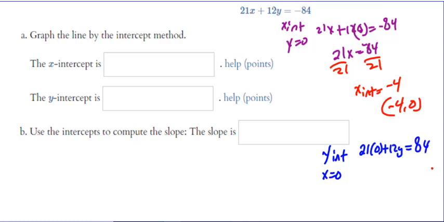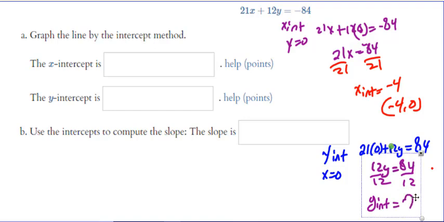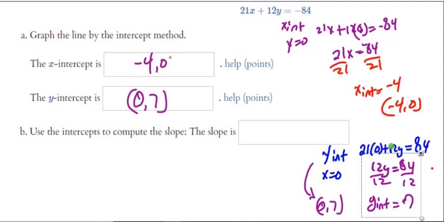Okay, so that goes to 0. That's 12y equals 84. Divide both sides by 12. So the y-intercept equals, that should be 7, right? And it's 0 comma 7 for the y-intercept here. And then negative 4 comma 0.